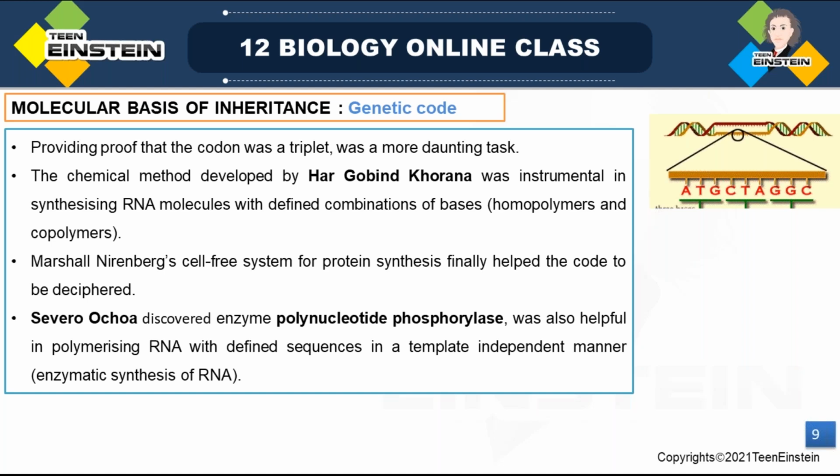And the chemical method was developed by Hargobind Khorana. It was the first synthesis of an RNA molecule. Hargobind Khorana developed the chemical method, and that RNA molecule had defined combinations of bases. That is Hargobind Khorana's work. Note down all the scientists' names. Crick gave the concept of the triplet codon, or he gave the experimental proof. Then the chemical method was developed by Hargobind Khorana.